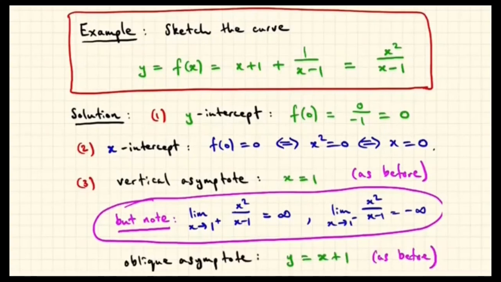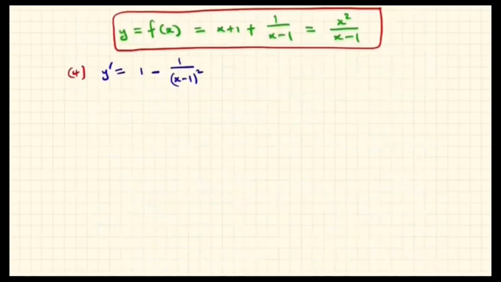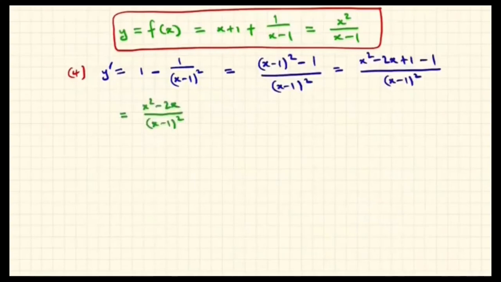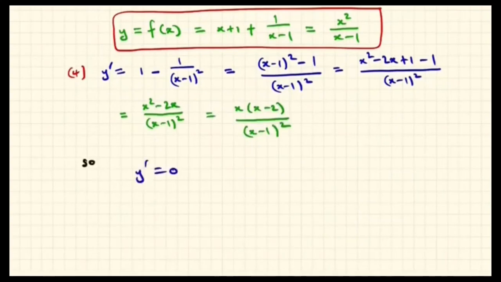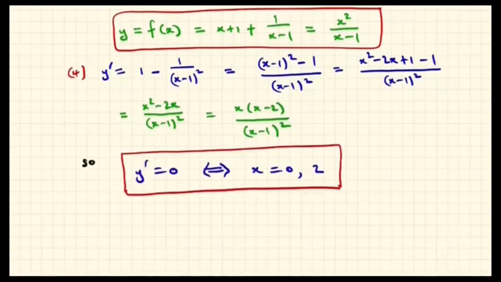The first derivative now becomes 1 minus 1 over x minus 1 squared. Which simplifies to x squared minus 2x over x minus 1 all squared. Which can further be factorized to be x times x minus 2 over x minus 1 all squared. Notice that the first derivative is undefined at x equals 1.